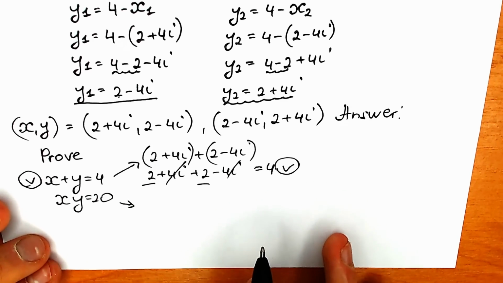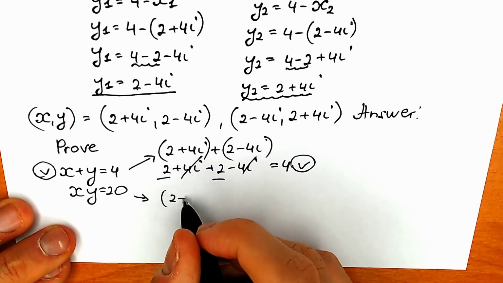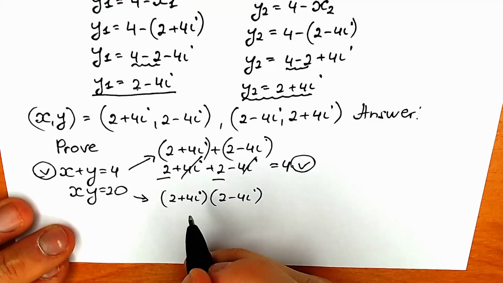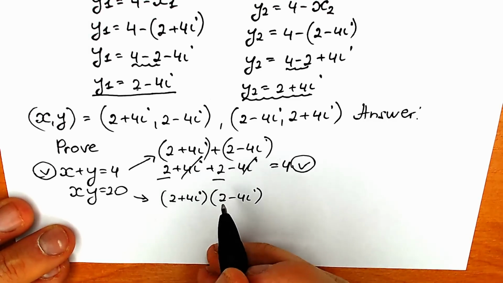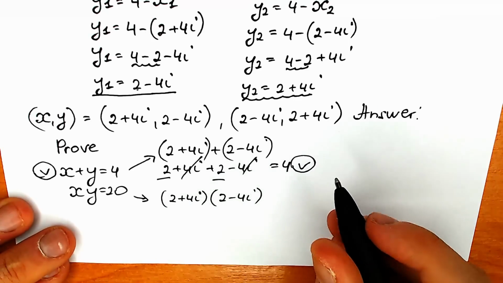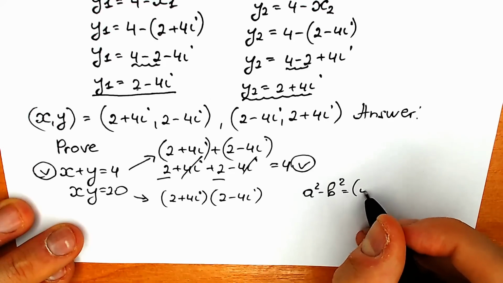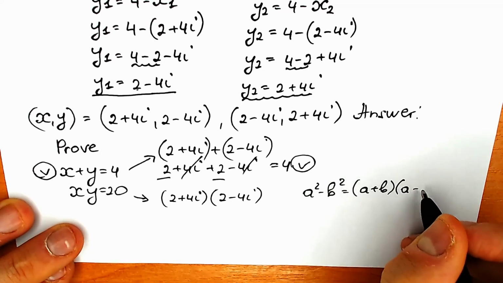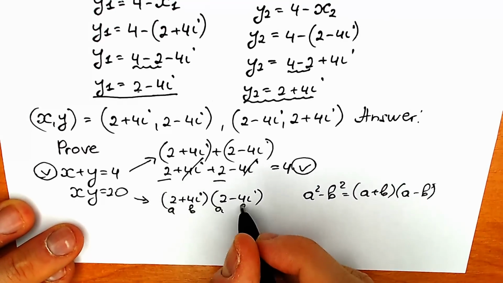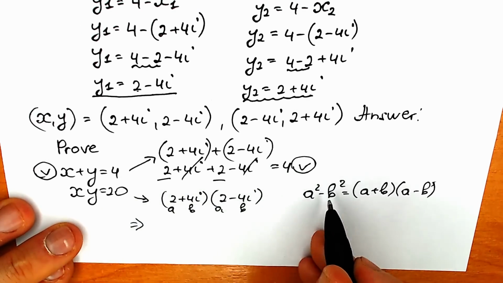We need to multiply both roots, okay? xy equal to 20, so we need to multiply. We have 2 plus 4i times 2 minus 4i. And a lot of students are confused because of this multiplication, because they try to multiply 2 times parentheses, 4i times parentheses. But if you look closely, we remember a really great formula, a squared minus b squared is equal to a plus b times a minus b. This is our a, this is our b, this is our a, this is our b. So we can consider it as a difference of 2 squares, okay?